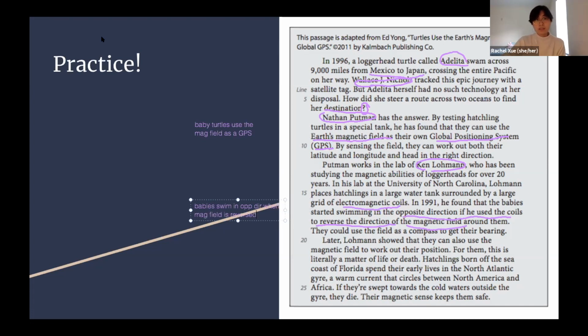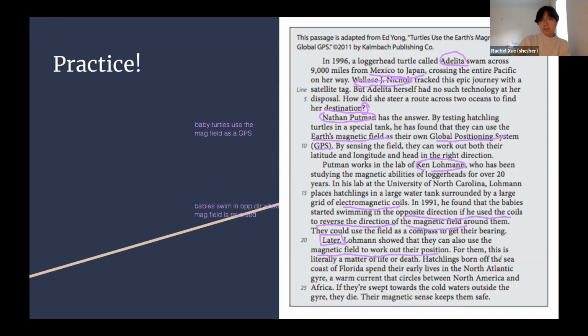And then it says later, so I'm going to box the transition word later. Lohmann showed that they could also use the magnetic field to work out their position. For them, this is literally a matter of life or death. So I'm actually going to underline that they can use the magnetic field to work out their position.